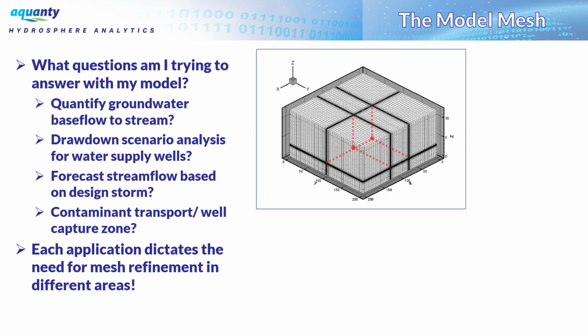If we're looking at drawdown scenario analysis for water supply wells, then we need to refine the mesh around those pumping wells. If we're looking at forecasting stream flow or flood forecasting based on design storms, then again, we're going to need to build in those streams as accurately as possible, as well as an accurate topographic representation of the overland flow domain. Same thing with contaminant transport and well capture zones. We're going to want higher levels of refinement in the area where those solute transport plumes are likely to move through. So every application of the HydroGeoSphere model is going to dictate the need for mesh refinement in different areas.